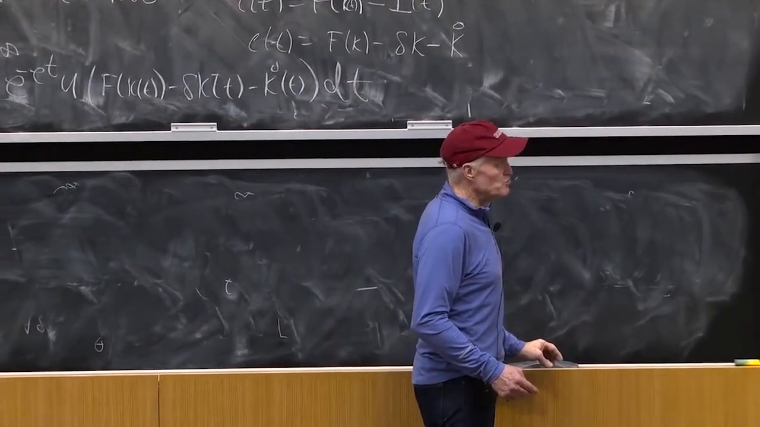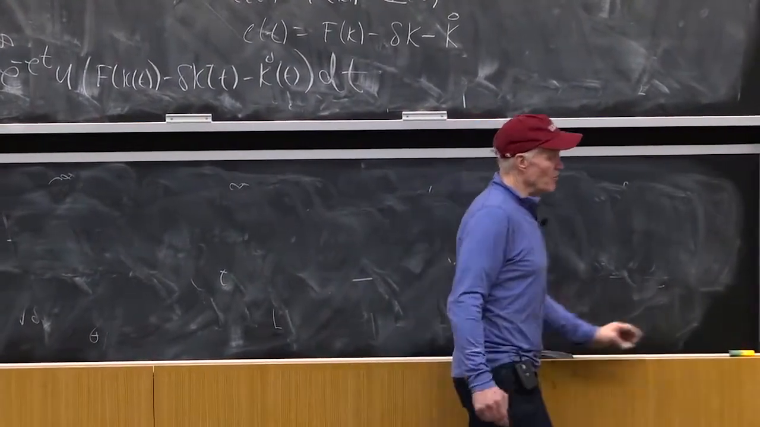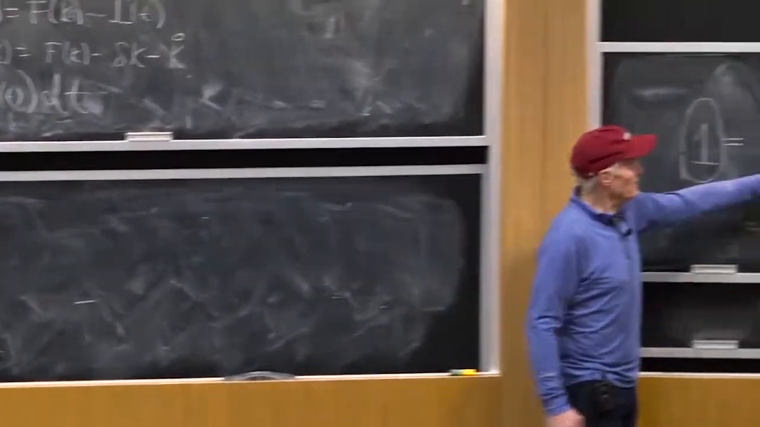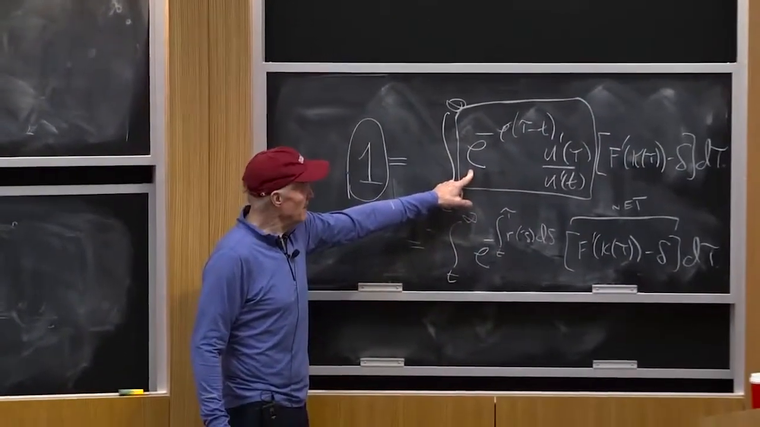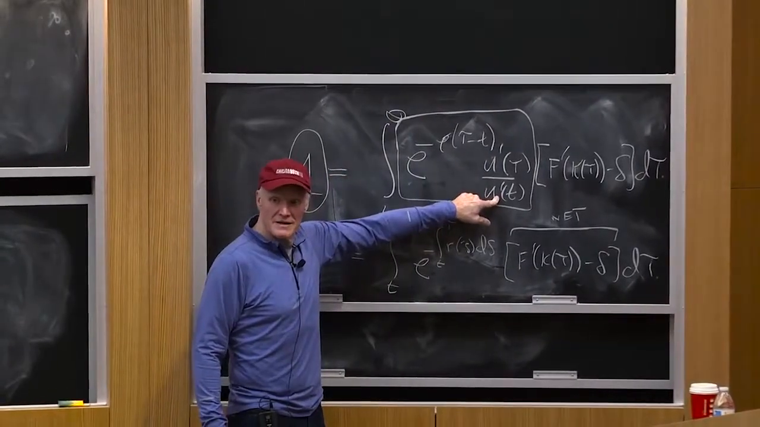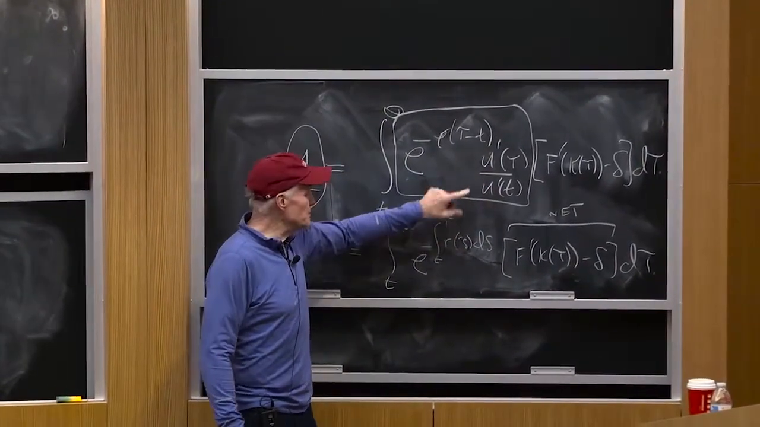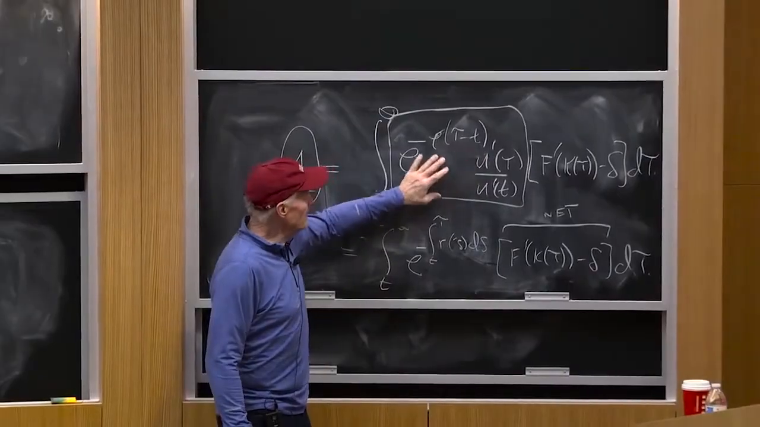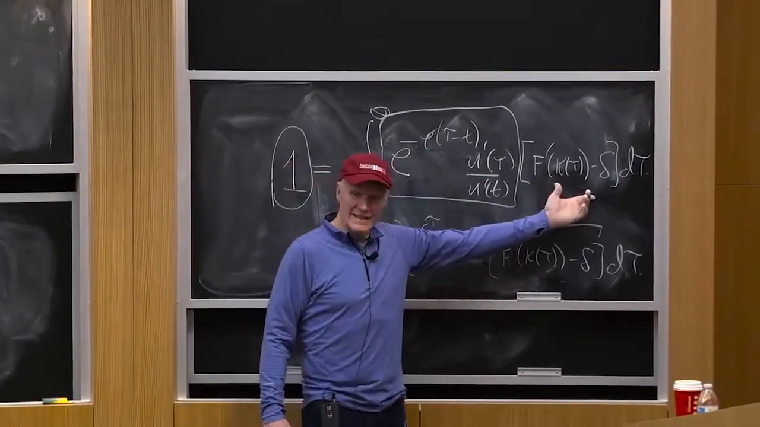Well, what's true in steady state? Go back to this equation. What's true in steady state? Well, u prime at tau is going to be equal to u prime at t because they're equal consumption. So that's going to fall out. This is just going to be a constant.